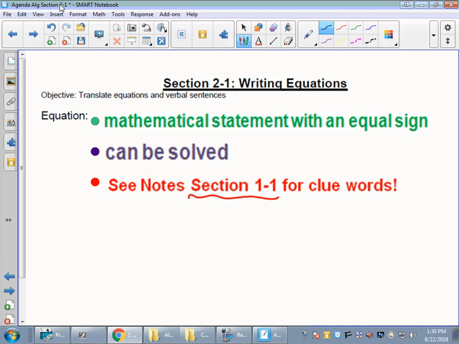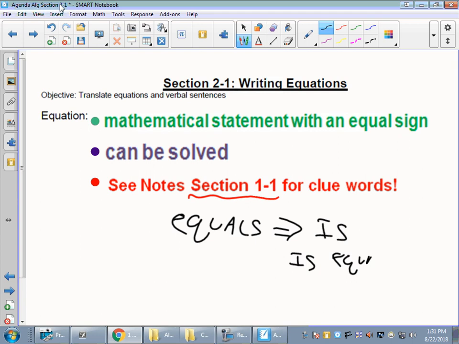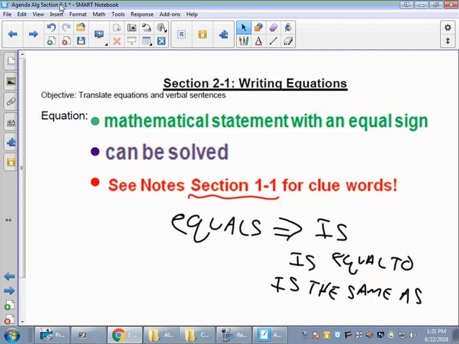We also want to make sure that we touch on this again, that equals translates to the word is. Those are the same thing basically. Or you might see it say is equal to. And you might see it say is the same as. Those are all words and phrases that mean equal. So when we spot those out, we can say, oh, that's the equal sign. So just one word to look up there.